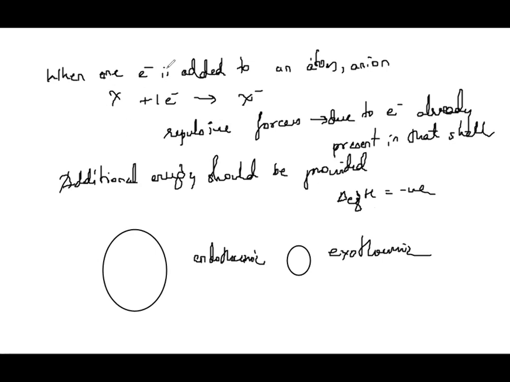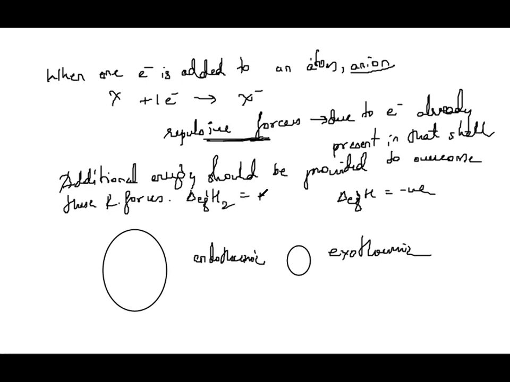When one electron is added to an atom, it becomes a negatively charged ion called an anion. Now, if we add a second electron to this negatively charged ion, it experiences repulsive forces due to the electrons already present in that shell. So additional energy should be provided to overcome these repulsive forces. Hence, the second electron gain enthalpy is positive and the process is endothermic.